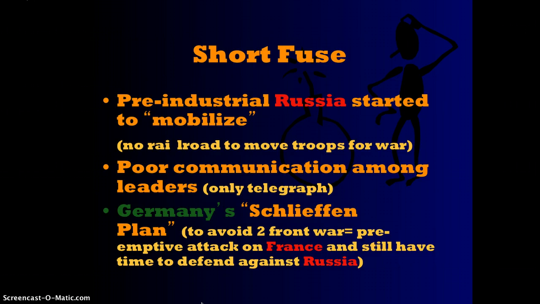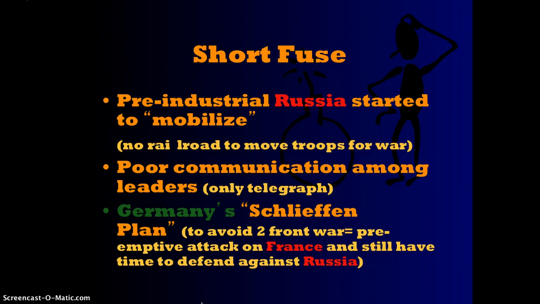So Germany had a plan to attack France quickly in a preemptive attack before France attacked them, destroy France by getting all the way to Paris, and then still have enough time to use their railroad system to get all their troops and supplies across their country to the Eastern Front to fight Russia. But as soon as Russia started to move their troops, that window for the Schlieffen Plan to work closed pretty quickly, because the closer that Russia got to the border, the less time Germany would have to fight France.